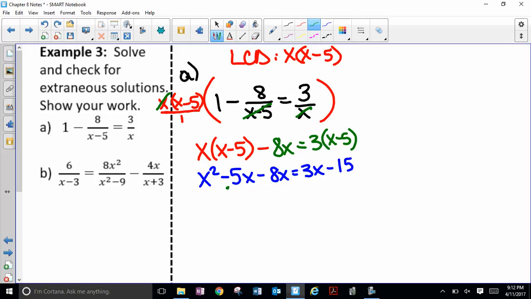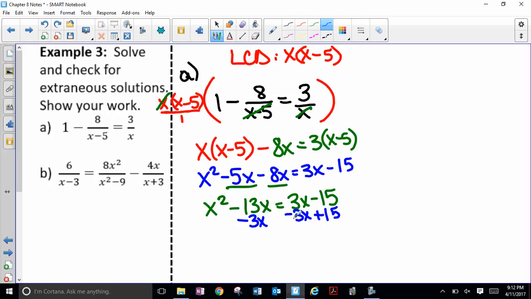Now let's combine like terms. So then I get x squared minus 13x equals 3x minus 15. Now you see you have a quadratic, so you have to get 0 on one side. So I'm going to move 3x over, so subtract 3x. And I'm going to move the 15 over, so I would have to add 15 because you always do the opposite. That'll go at the end. So then we get x squared minus 16x plus 15 equals 0.